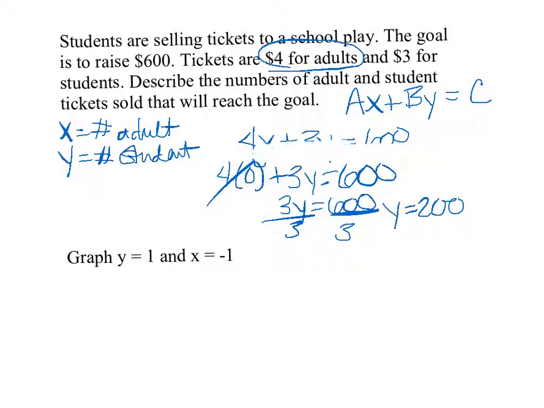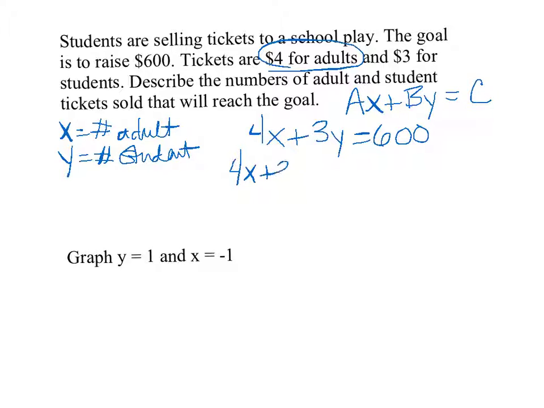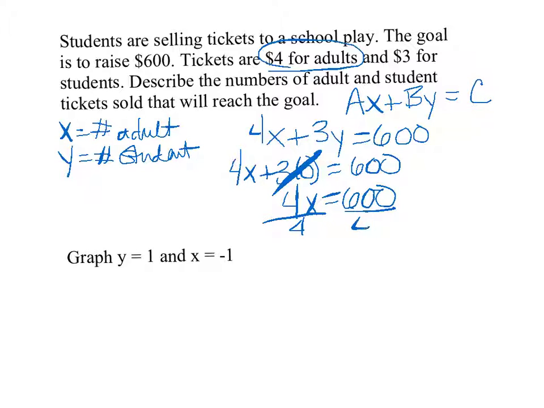Now we could go the other way around. What if, oops, I got rid of that equation, didn't I? What was that, 4x plus 3y equals 600. What if we sold no student tickets and all adult tickets? Well, then we would get 4x equals 600, divide by 4. So then x equals 150. So we'd have to sell 150 adult tickets.